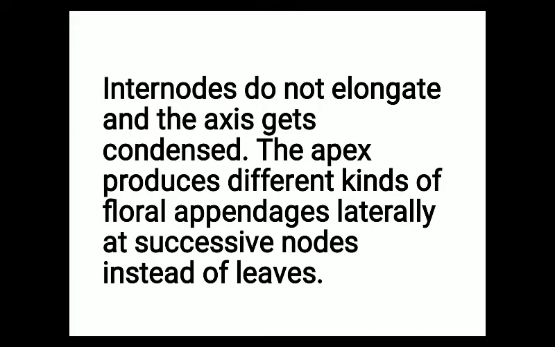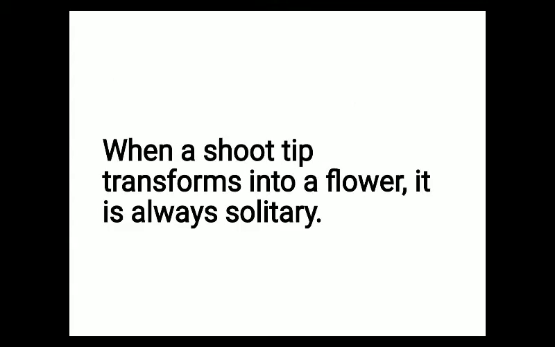Now in this slide it is given how the formation of a flower takes place. Internodes do not elongate and the axis gets condensed. The apex produces different kinds of floral appendages laterally at successive nodes instead of leaves. So from the nodes, instead of leaves, the different floral appendages arise and give rise to a flower. When a shoot tip transforms into a flower, it is always solitary.